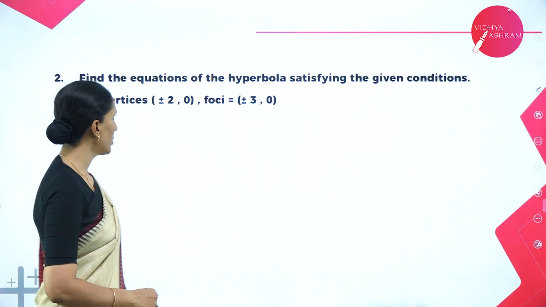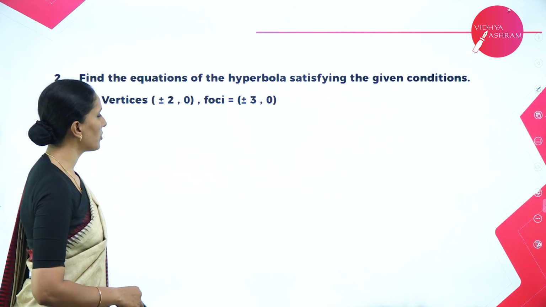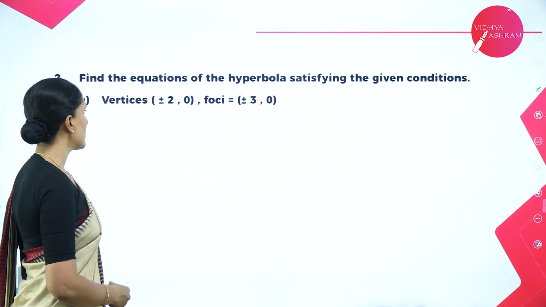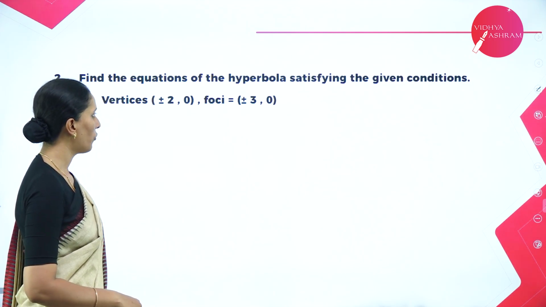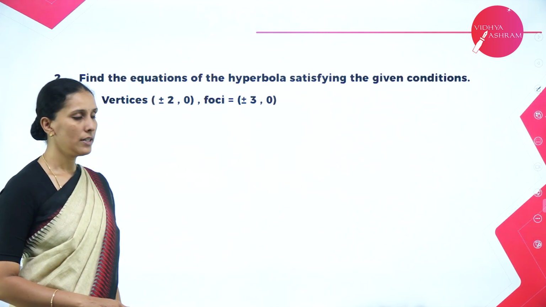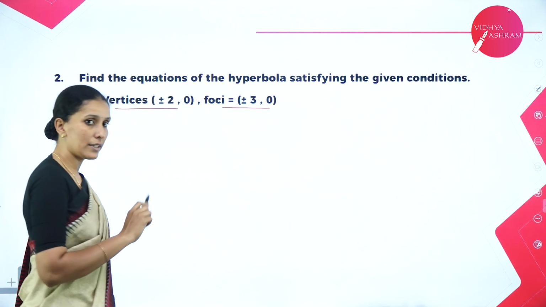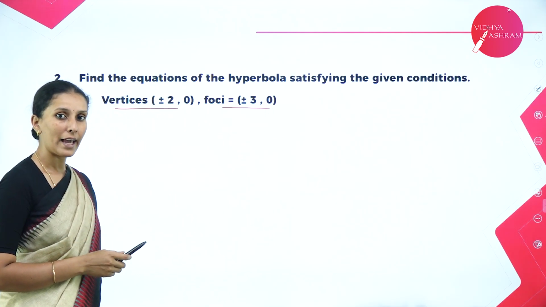The next condition is we have to find the equations of the hyperbola satisfying the given condition. The vertices are plus or minus 2 comma 0 and the foci are plus or minus 3 comma 0. Now observing the coordinates here, we can see the vertices and foci lie along the x-axis.